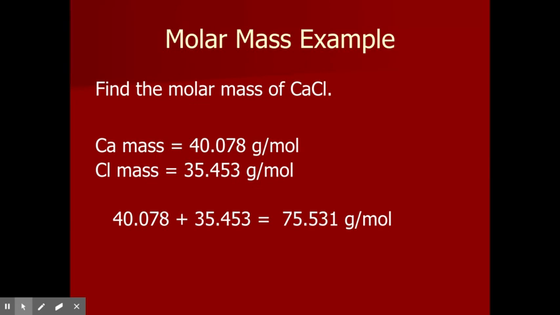So now to make it harder, we find the molar mass of a compound. Find the molar mass of calcium chloride. Calcium chloride, you should know, is rock salt. We put it on the roads in the winter to melt the ice. So I'm going to look on my periodic table and find calcium. Calcium has a mass of 40.078. That is grams per mole. Chlorine's mass, I can look on the periodic table, 35.453 grams per mole. And what I do is I add those two together. So I know that calcium chloride has a total mass of 75.531 grams per mole. So there are 75.531 grams in every mole of calcium chloride.